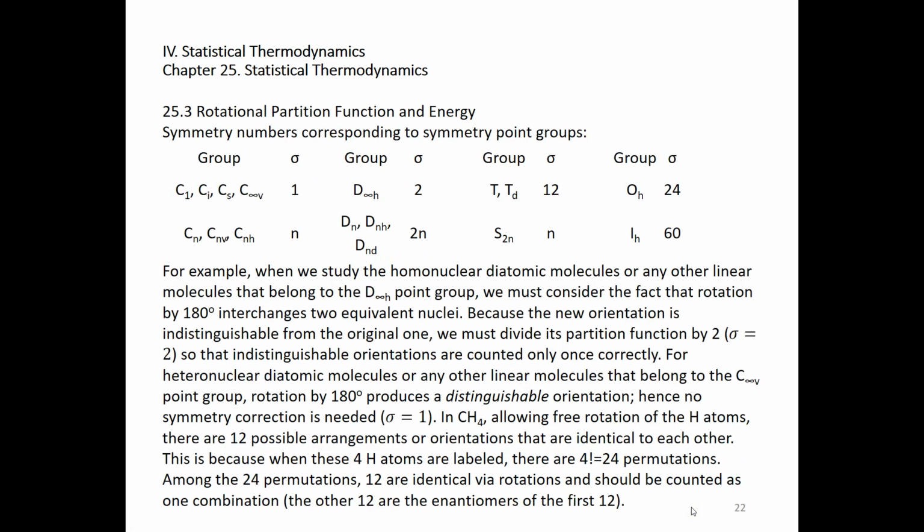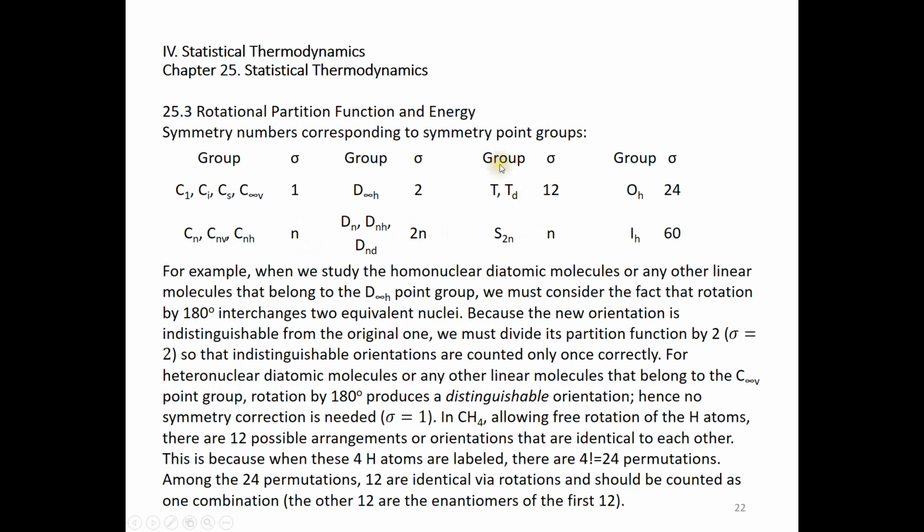We have the symmetry numbers for different point groups. If we have a point group C1, Ci, Cs, or C infinity v, sigma is 1. When we have a rotational axis, Cn, Cnv, Cnh, sigma is n. For the D infinity h point group, sigma is 2, because if you rotate H2 180 degrees, you will get exactly the same configuration. For Dn, Dnh, Dnd, sigma is also 2n, 2 times this.